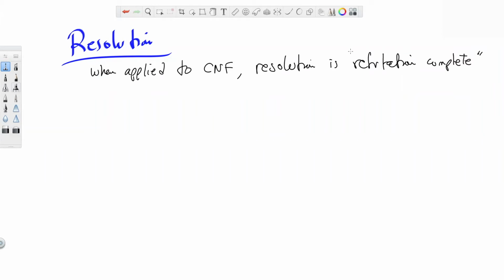Okay, let's highlight two things here. In fact, let's underline them. There are two qualifiers in this particular case. When you apply resolution to CNF, and that's typically how it's used, applied to conjunctive normal form, then it is refutation complete. Refutation complete means if that CNF is inconsistent, then resolution is guaranteed to discover that. So it's complete as far as detecting contradictions or inconsistencies, assuming that the knowledge base is in CNF.